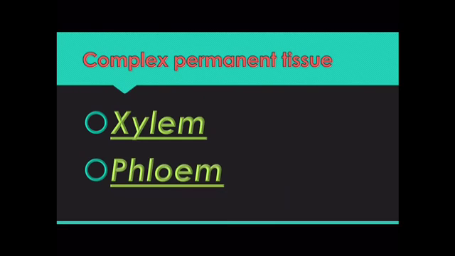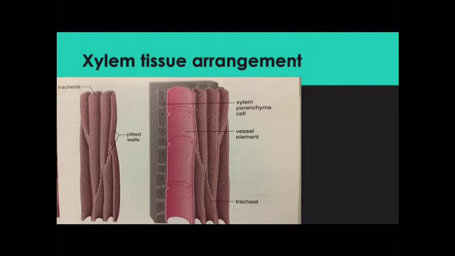Okay, now we will start with the xylem tissue arrangement. You can see here that this xylem tissue arrangement is shown. Most of the time xylem is found having four types of cells: tracheids, xylem vessels, xylem parenchyma and xylem fibers. So you can see xylem parenchyma, vessel elements, tracheids and some fibers also, that I will show you next.